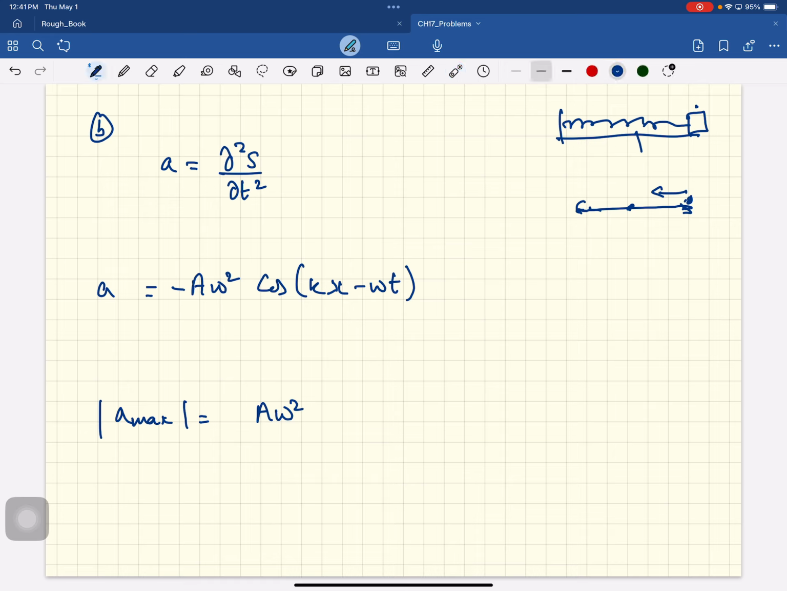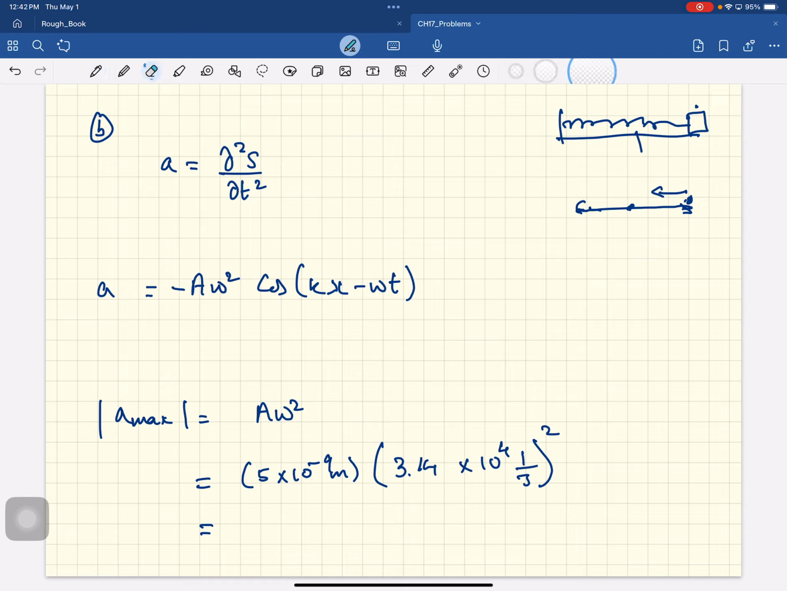So this is equal to, again, 5 nanometers, that's the amplitude, times (3.14 × 10^4) squared. So the maximum acceleration is that.